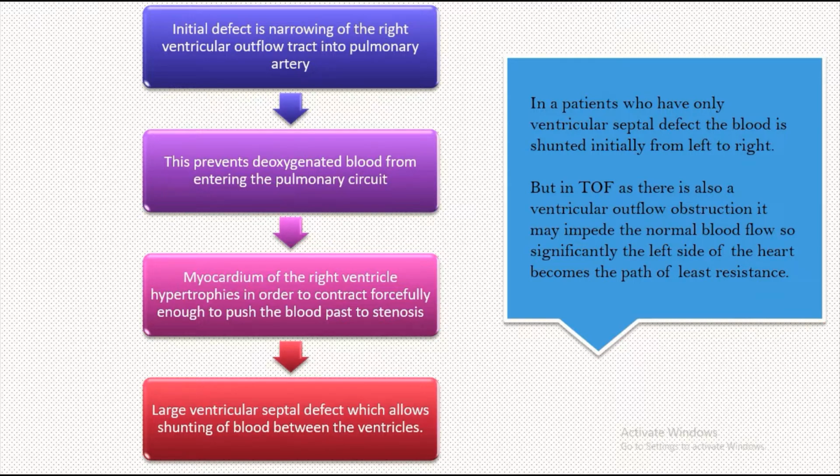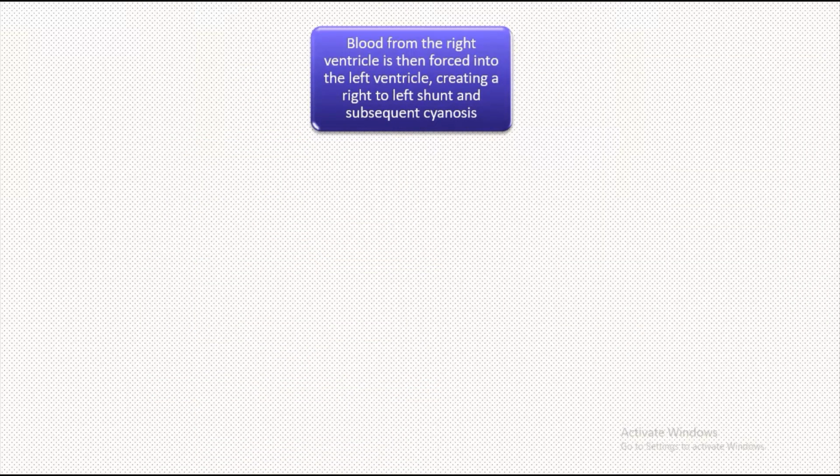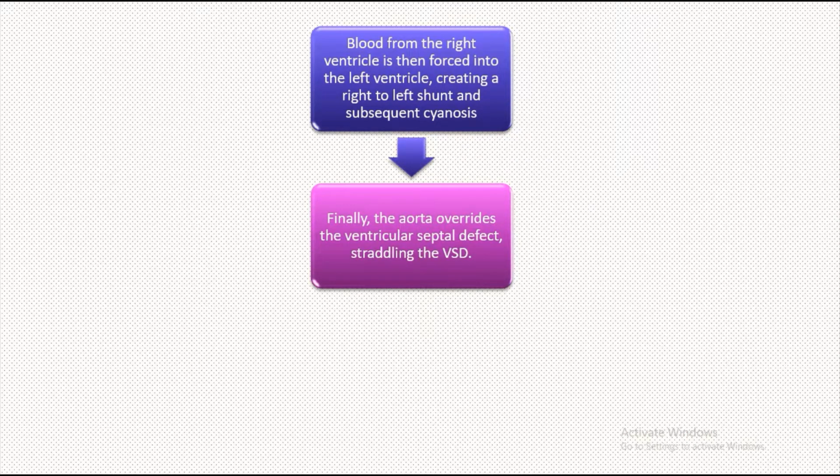But in the Tetralogy of Fallot, as there is also ventricular outflow obstruction, it may impede the normal blood flow. So significantly, the left side of the heart becomes the path of least resistance. So the blood from the right ventricle is then forced into the left ventricle, creating a right to left shunt. And the subsequent sinuses. Finally, the aorta overrides the ventricular septal defect, straddling the ventricular septal defect.